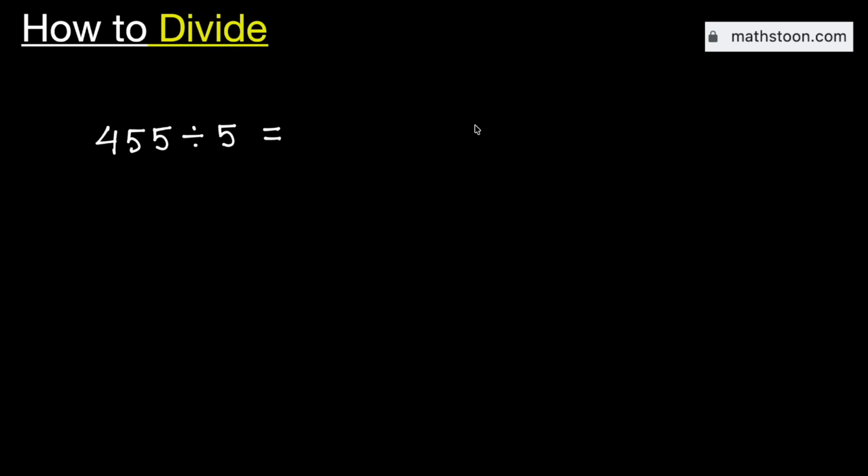In this video, let us learn how to divide the number 455 by 5 using the long division method. See that 4 is less than 5, so we will consider the number 45. We know that 5 times 9 is 45. Subtract, we get a 0.